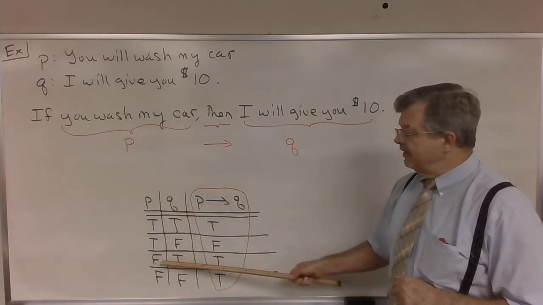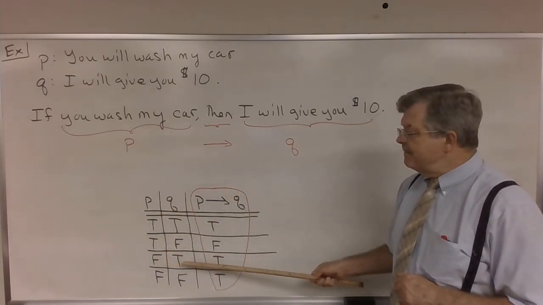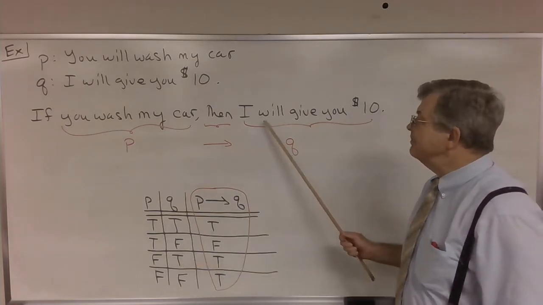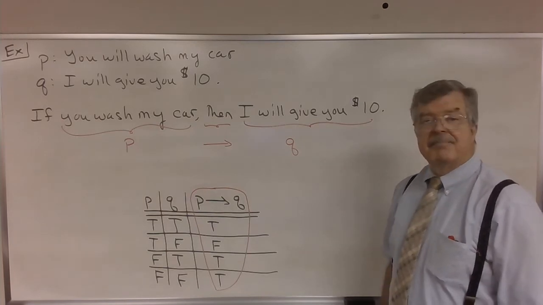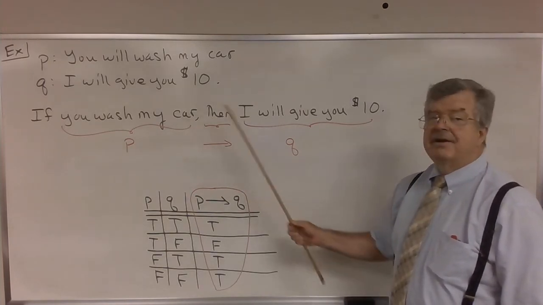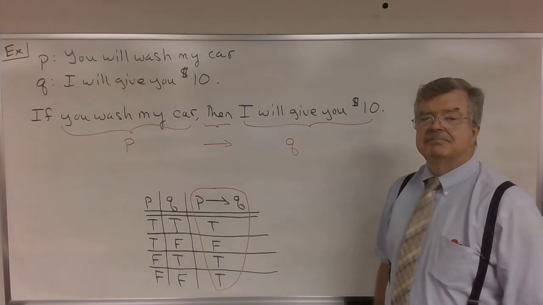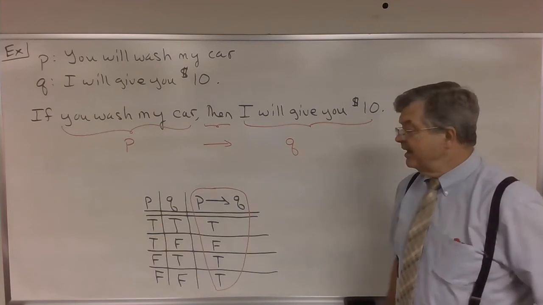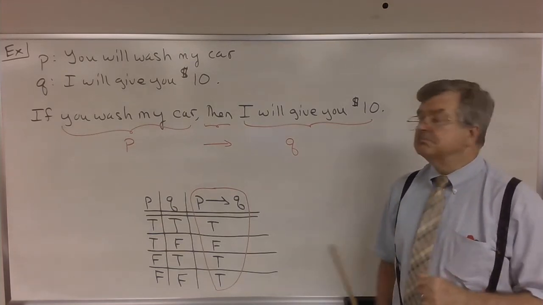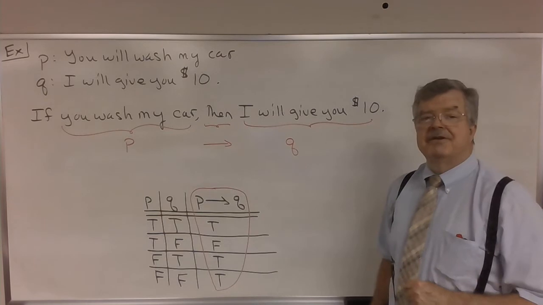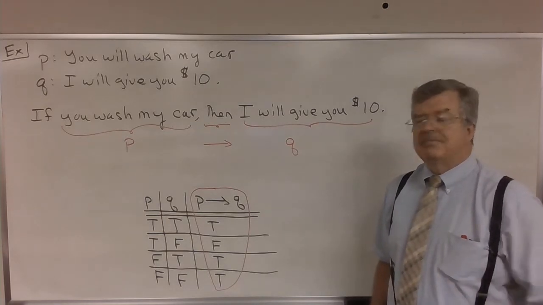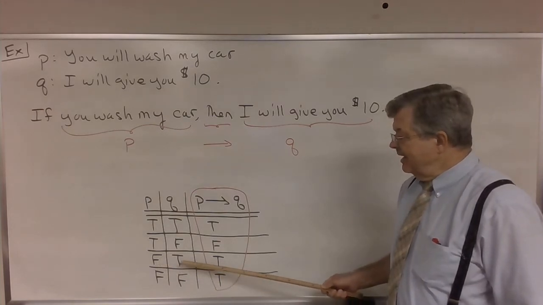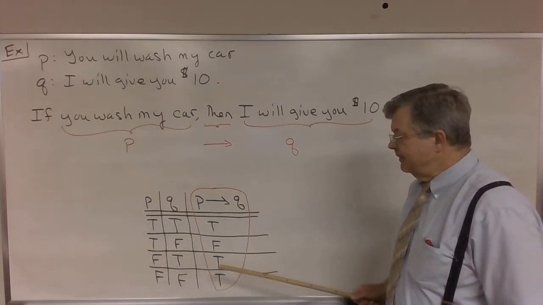I didn't say anything about what I would do if you didn't wash my car. Well, P is false. You didn't wash my car. But I'm such a nice guy. I say, here, take the $10 anyway. Are you happy? You didn't wash my car, but I gave you $10 anyway. So you're happy. And as far as you're concerned, I didn't lie. Am I happy? Sure. Nobody made me give you the $10. I just did it because I felt like being a nice guy. So if P is false and Q is true, the statement is true.